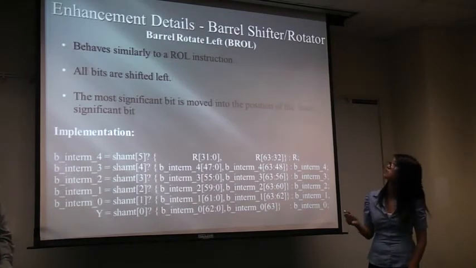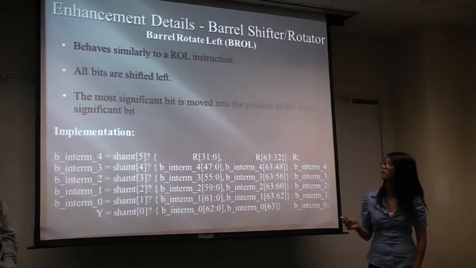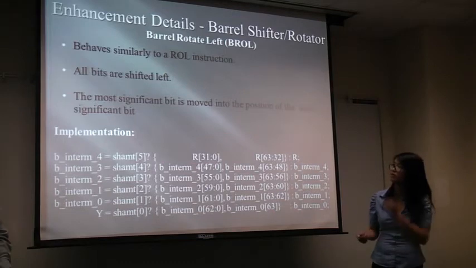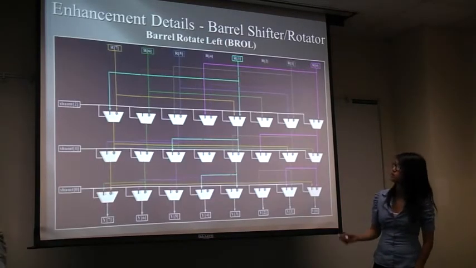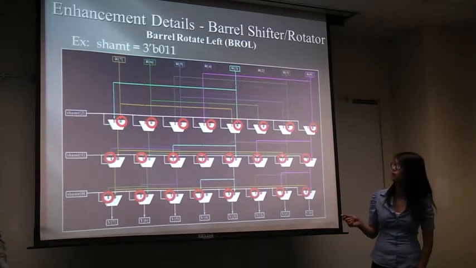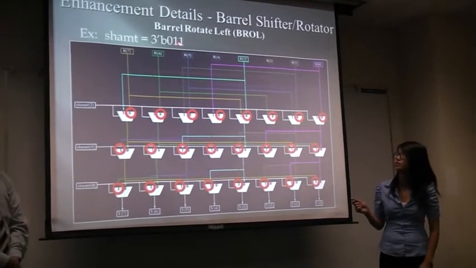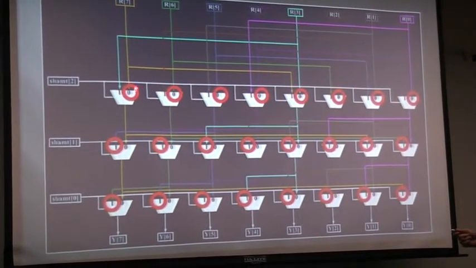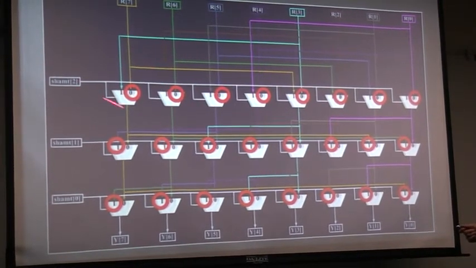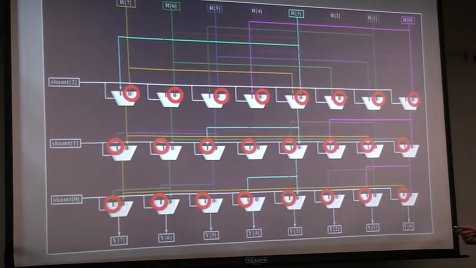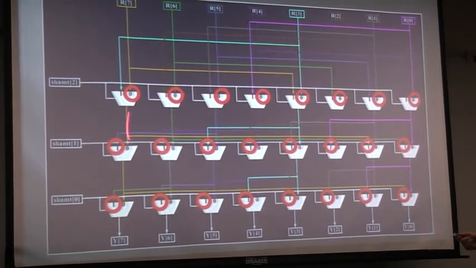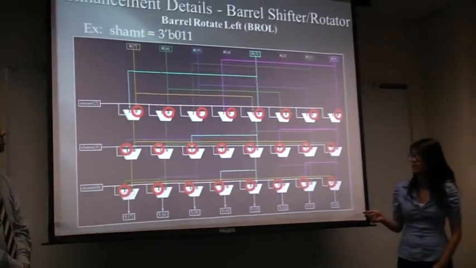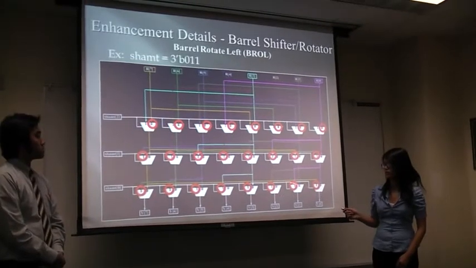Okay, and then here are our rotates. This is our barrel rotate left, and it works just like a rotate left. Here's the implementation for it, and we'll go over an example in just a second. Okay, so this is the diagram for it, and in our example, we want to rotate it 3 times. So here, similarly to the example we gave you on the shifts, this remains unchanged, so the values are just dropped through the first level of muxes. On the second level, the bit is a 1. So the select is a 1, and everything is shifted over, rotated twice, and then it drops down to the next level, and it's rotated 1 more time.